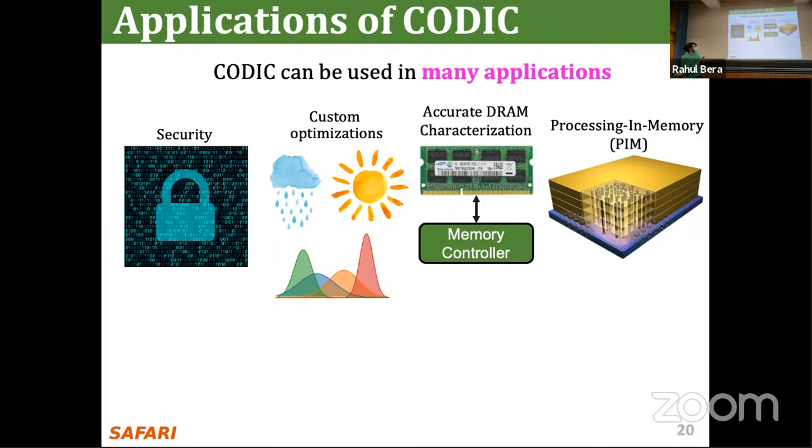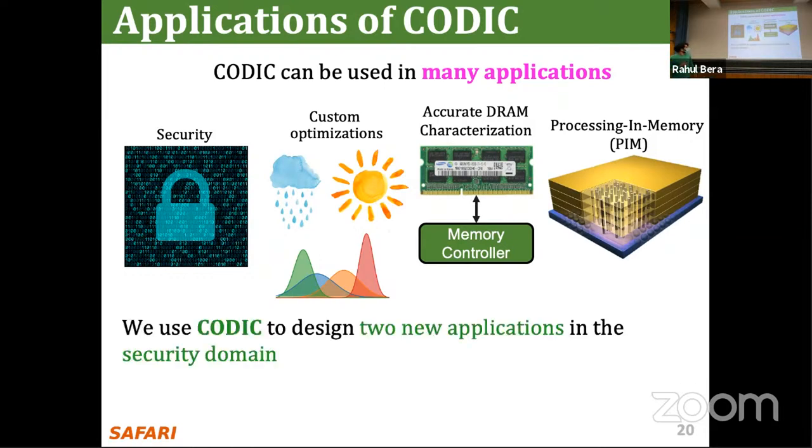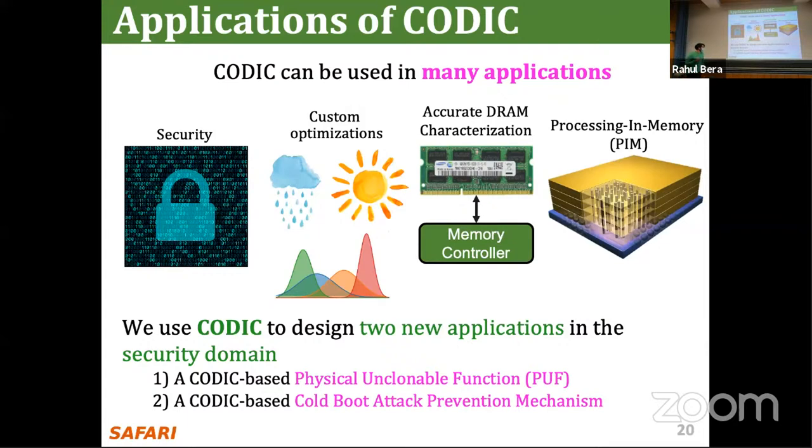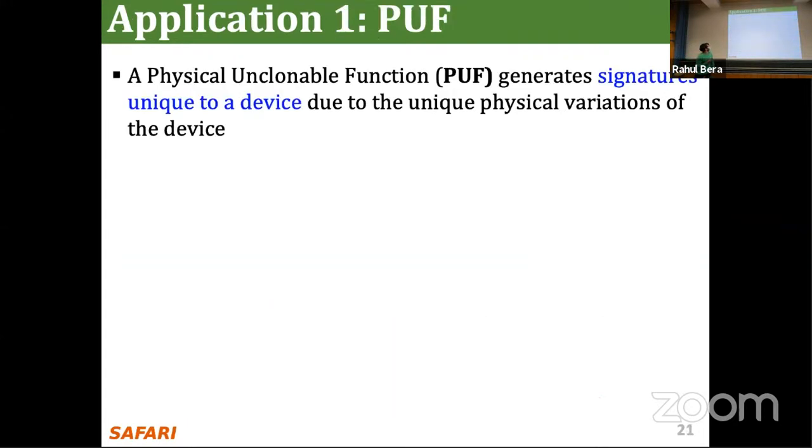So CODIC could enable some more reliable mechanisms. And we evaluate two cases in the security domain: a physical unclonable function, or PUF, and a CODIC-based cold boot attack prevention mechanism. So let's start with the PUF.